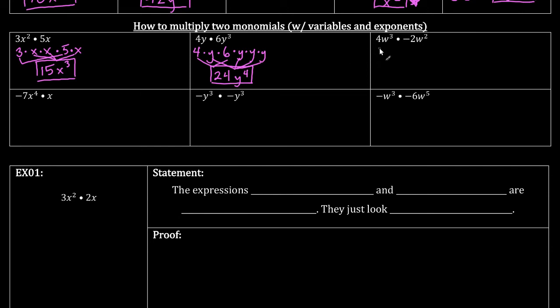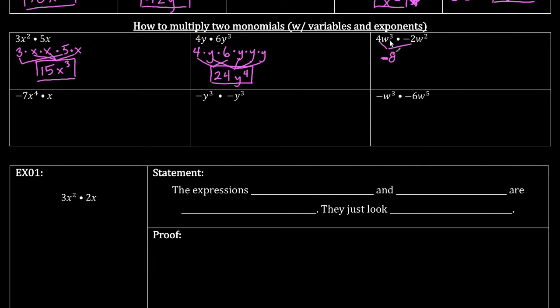Now, let's see. Another way you can think about it. Let's shrink the steps a little bit. So we have a positive times a negative, which is a negative number. 4 times 2 is 8. So we multiply the 4 and the negative 2.